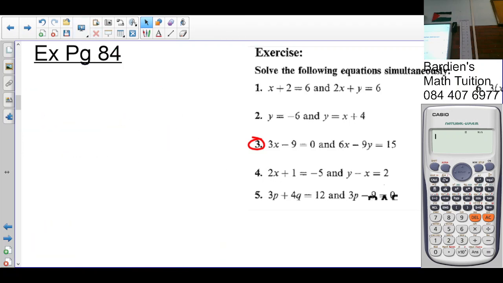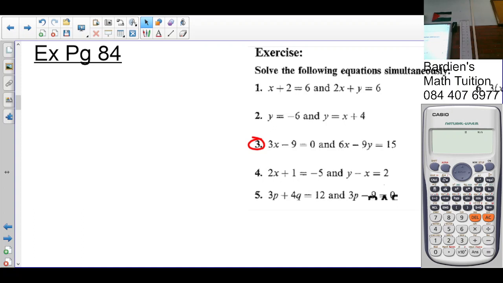Number 4. X is equal to negative 3, and y is equal to negative 1. Nice. Number 5. P is equal to 3, and Q is 3 over 4. Nice. For those of you who can't see, this is 3P plus 4Q equals 12, 3P minus 9 is equal to 0.